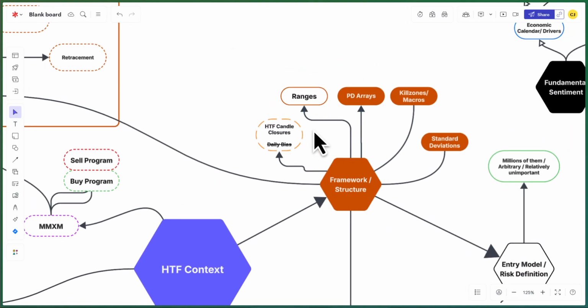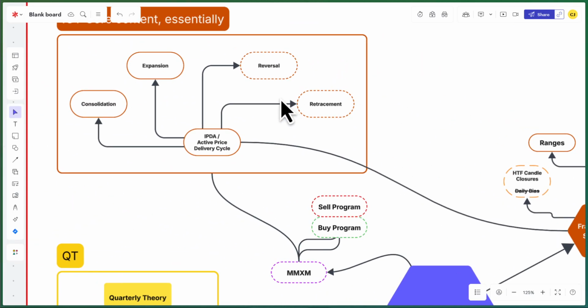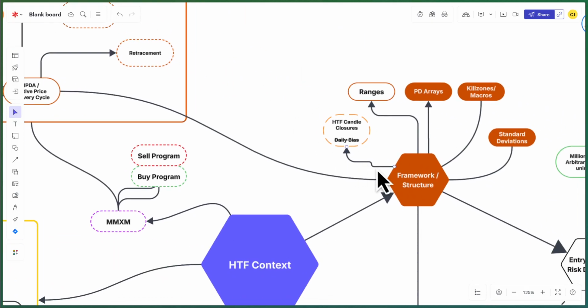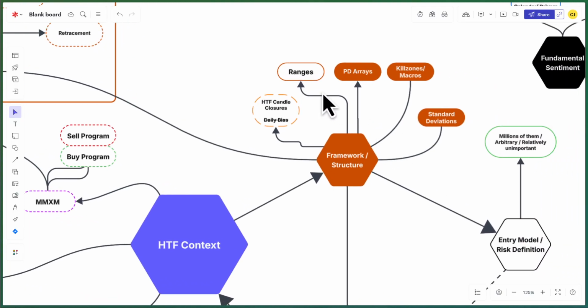Now, on to the next. Once I'm done with HTF context, I go onto the structure. Now, as much as I am reversing, retracing, expanding, consolidating, I want to see the structure support that, right? And the concepts relating to structure, as the second step of my checklist, start with ICT PD arrays.